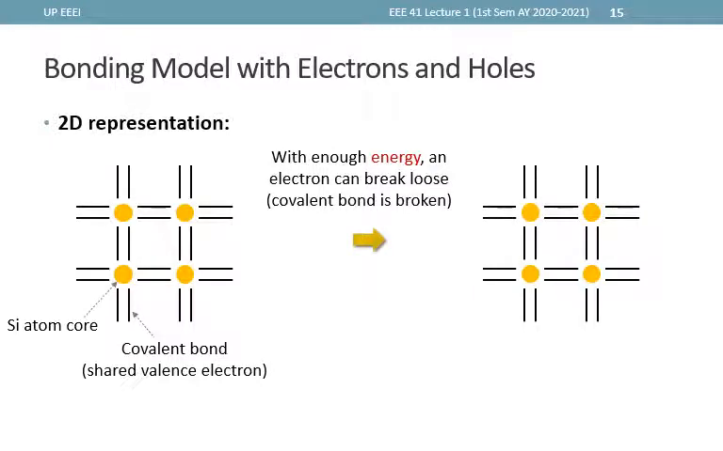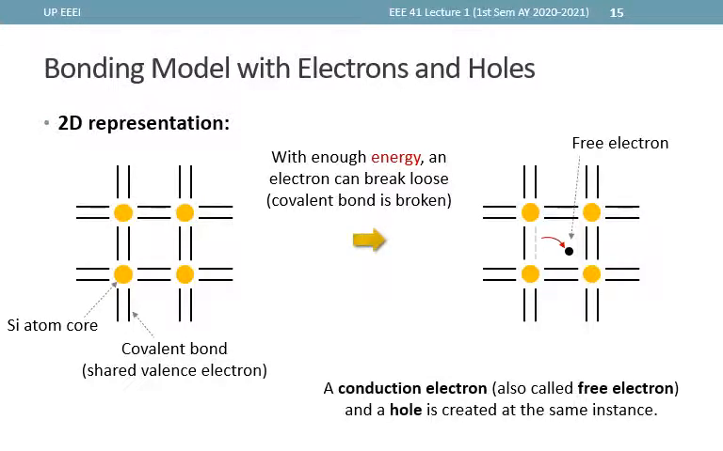However, with enough energy, these electrons can break loose and break the covalent bond. So what will happen visually is that the bond will be broken, and therefore we'll have what we call a free electron or conduction electron. Now, the missing bond is what we call the hole. Sometimes we represent that with a missing line, a dashed line, or a circle.